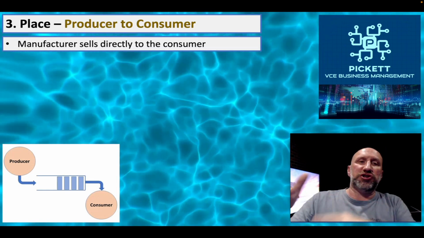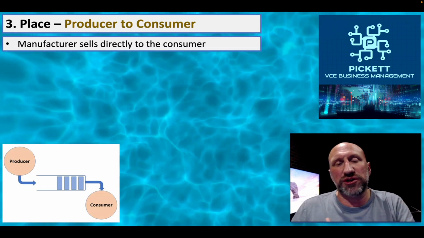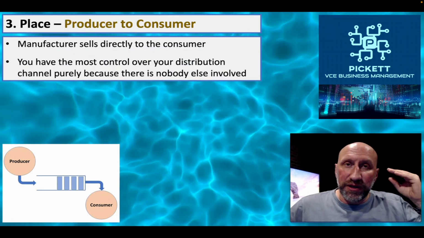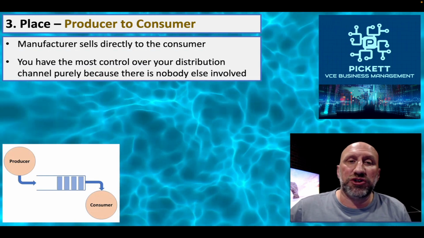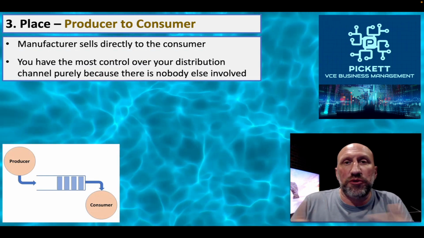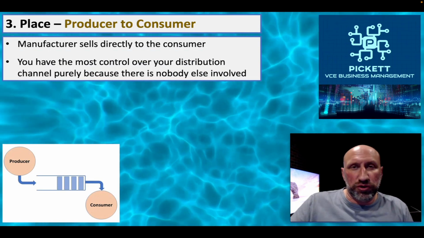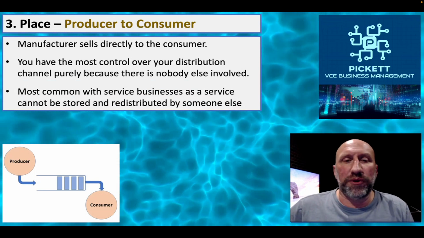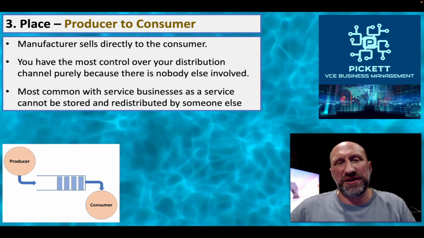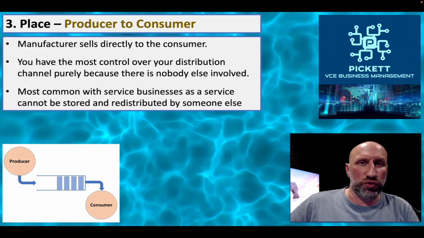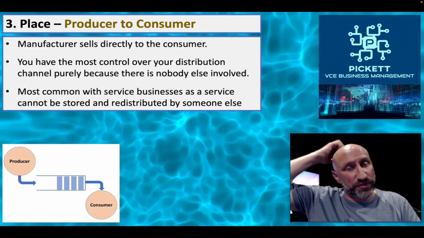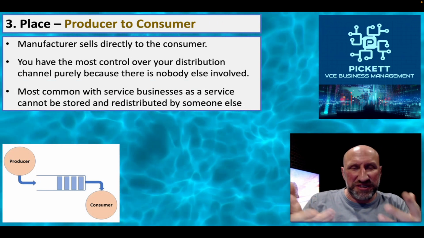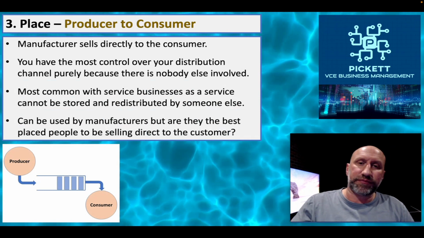So number one, producer to consumer. In other words, you're manufacturing your product, and you're going to sell it direct to the end consumer. With this model, you have the most control of your distribution channel purely because there's nobody else involved, okay? So you have total control over your distribution. This is most common with service businesses. At the end of the day, a service cannot be stored for sale later on and redistributed by anyone else. So realistically, if your business is a service business, this is kind of your only option.